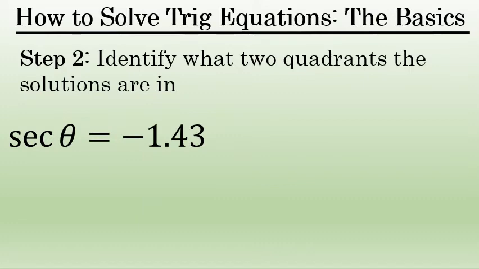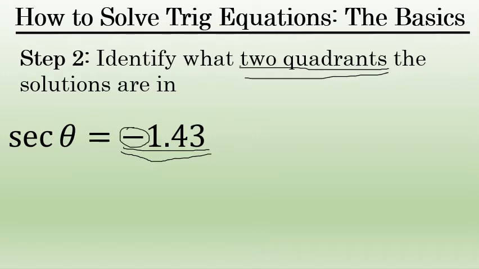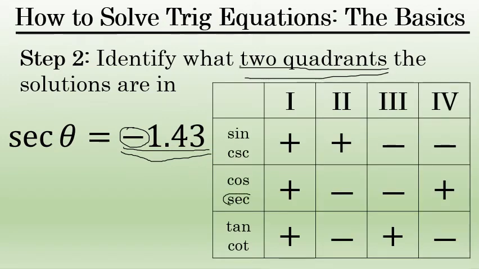Step 2 is to identify what 2 quadrants the solutions are in. Earlier I said that this equation, like most equations of this type, will have 2 solutions. And the 2 solutions will be in either quadrants 1, 2, 3, or 4, depending on whether the secant of theta is positive or negative once you isolate it. Here, after we isolated the secant of theta, we got negative 1.43. And the secant is negative in quadrants 2 and 3.